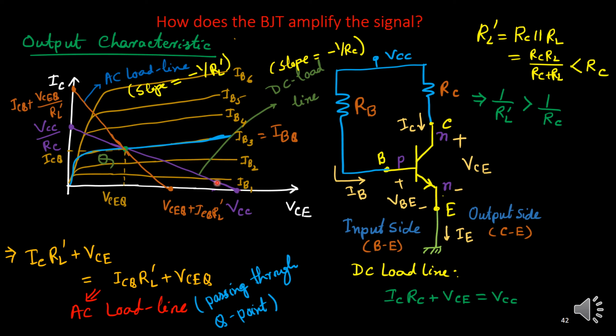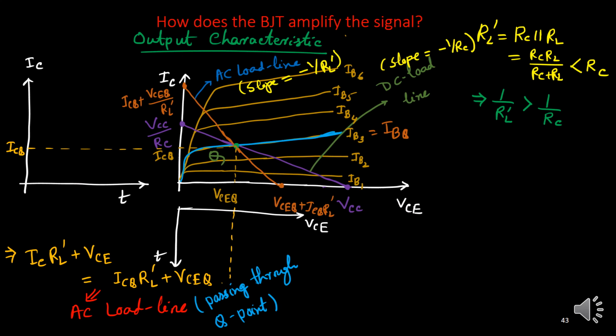Hope you can understand. Similarly, you can prove that this point on the y-axis will be larger than VCC by RC. That you can try, I am leaving it to you. Just consider that RL prime is less than RC. That's all. So this is passing through this point. Now, what is the important thing? As we have got this AC load line, all the AC components should be discussed with respect to this AC load line, not the DC load line.